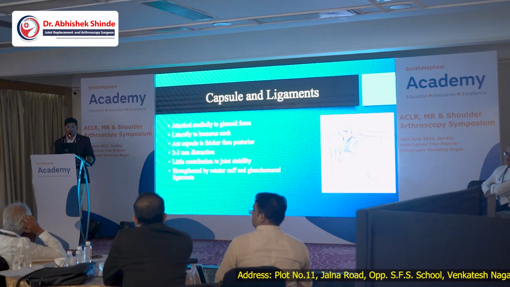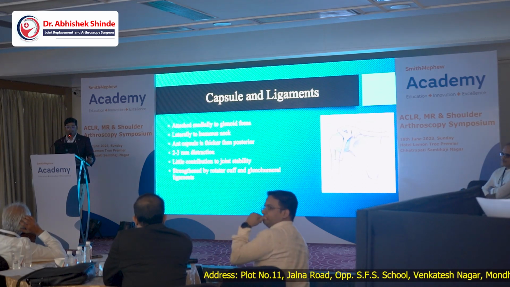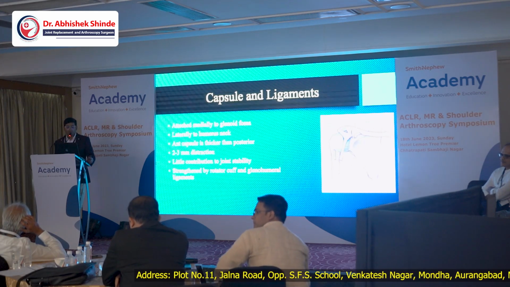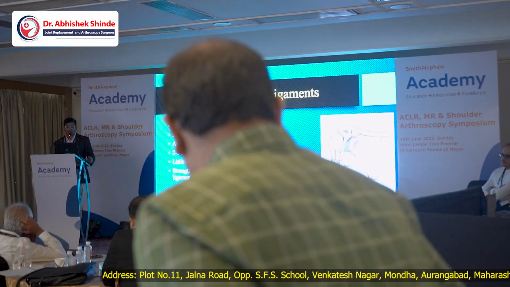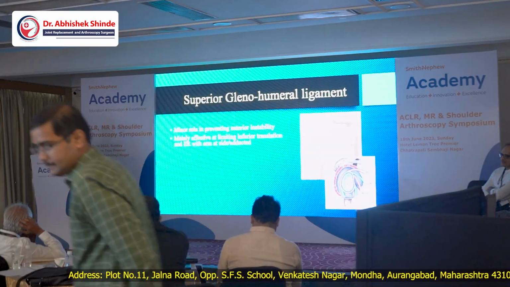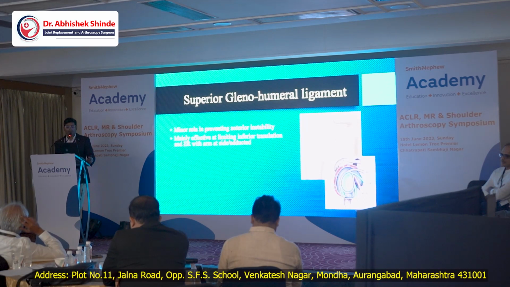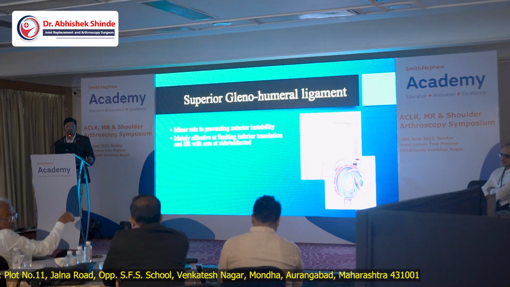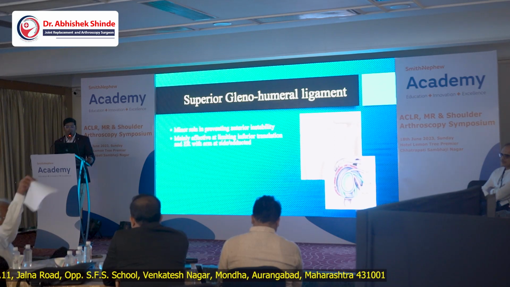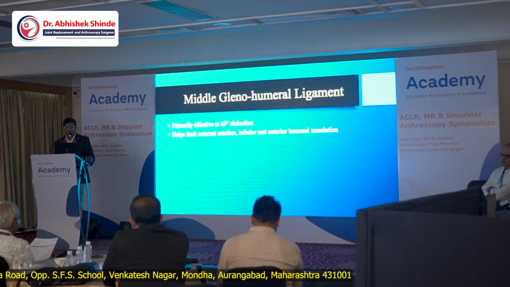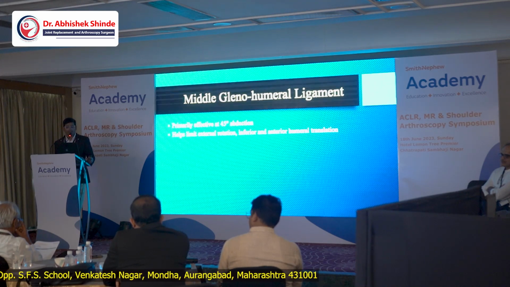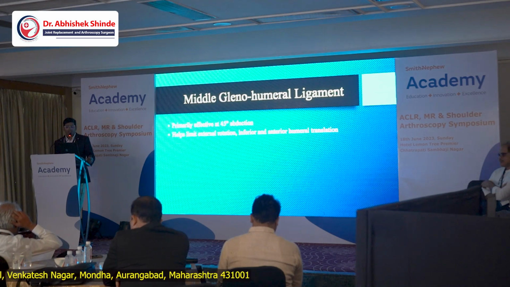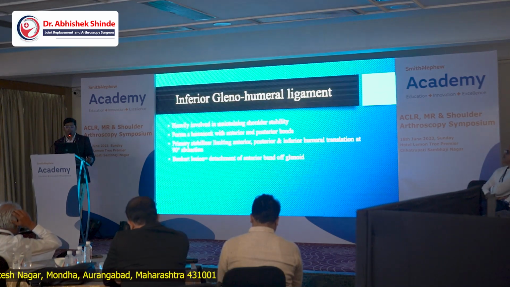The capsule and ligament attach medially to the glenoid fossa and laterally to the humeral neck. The anterior capsule is thicker than the posterior, with 2 to 3 mm distraction and little contribution to joint stability. The superior glenohumeral ligament has a minor role in preventing anterior instability, mainly effective in limiting inferior translation and external rotation with the arm at the side and adducted. The middle glenohumeral ligament is primarily effective at 45 degrees of abduction, helping limit external rotation, and inferior and anterior humeral translation.